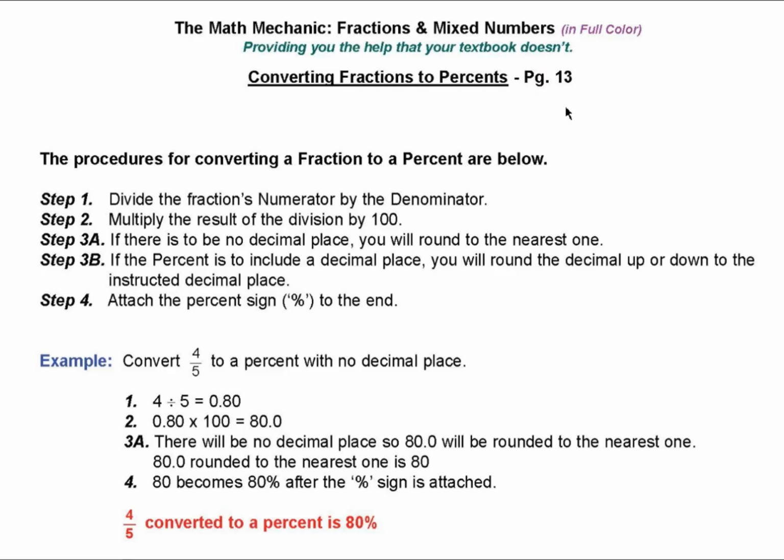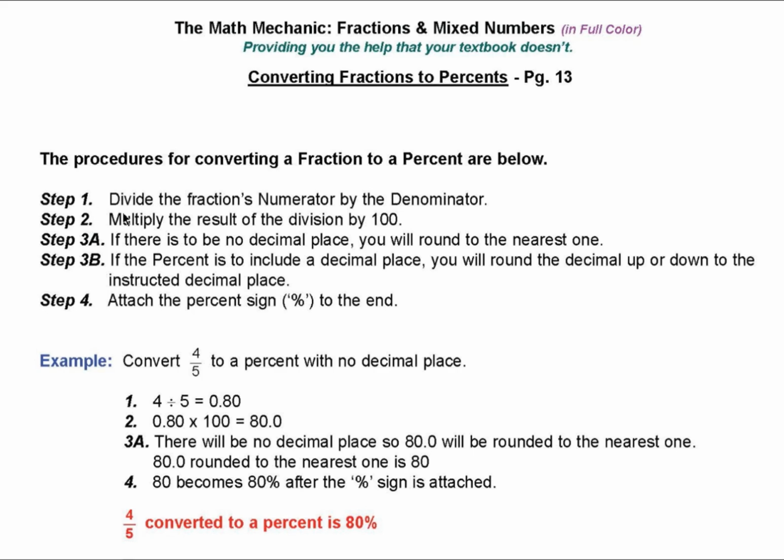This is from page 13 of your Math Mechanic Fractions and Mixed Numbers tutorial. Converting fractions to percents. The procedures for converting a fraction to a percent are below.